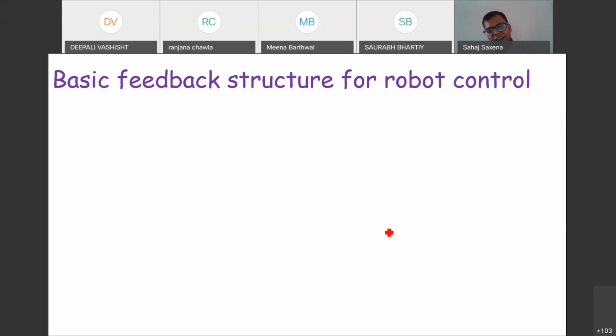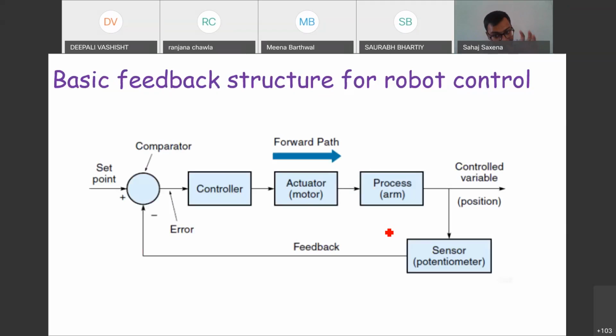So we have robot control. In robot control, this is a very basic diagram. Let us understand what it actually is. So we have a process. Process means the thing which we want to control, that is the arm. We have a robot arm. The robot arm is actuated with a DC motor, because when the motor moves, then the robot arm will work.